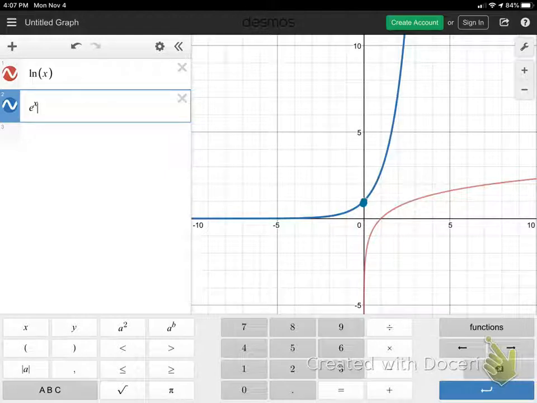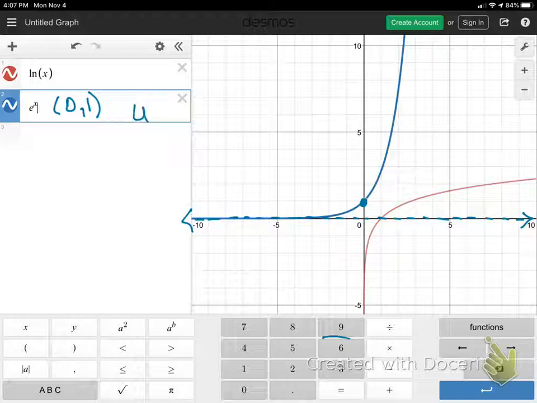We also talked about the asymptote. What is the asymptote for e to the x? Is it y equals 0 or x equals 0? Y equals 0. Good. So here's my asymptote right here. My graph approaches 0, but never gets there. It never touches 0. It just approaches 0. So my asymptote to this is y equals 0.